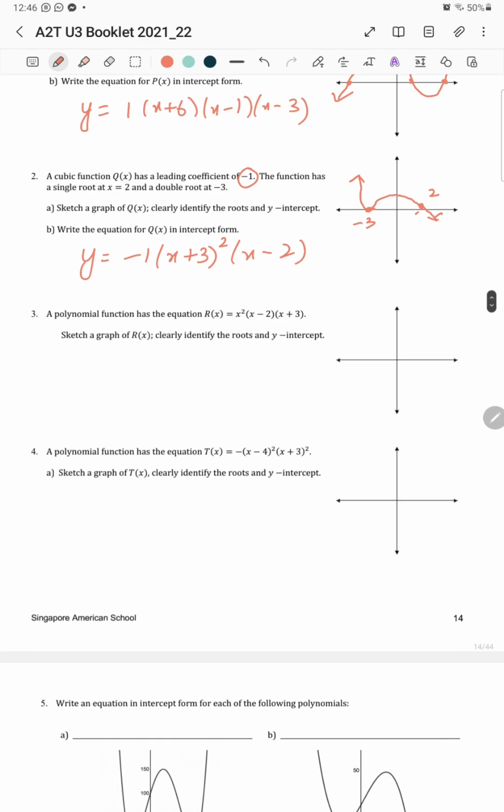The polynomial function has this equation. Sketch the graph of r of x clearly and identify the roots and the y-intercept. So for the y-intercept, put x is equal to 0, then y is equal to 0. So it would be x is equal to 0 and y is equal to 0. The roots are x is equal to 2, 1, 2 and -3, -3.